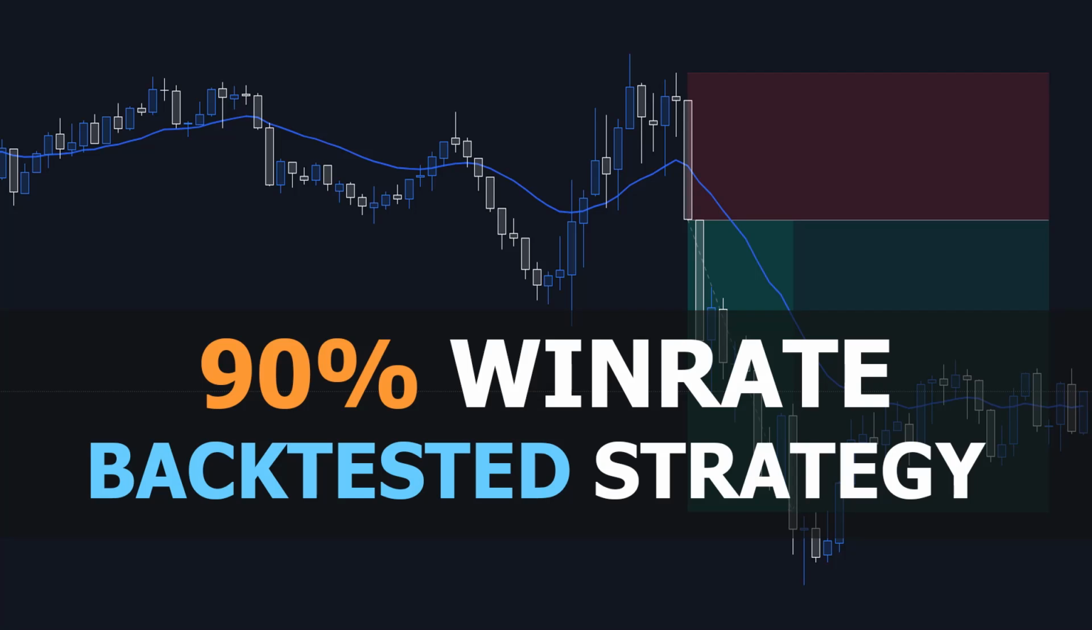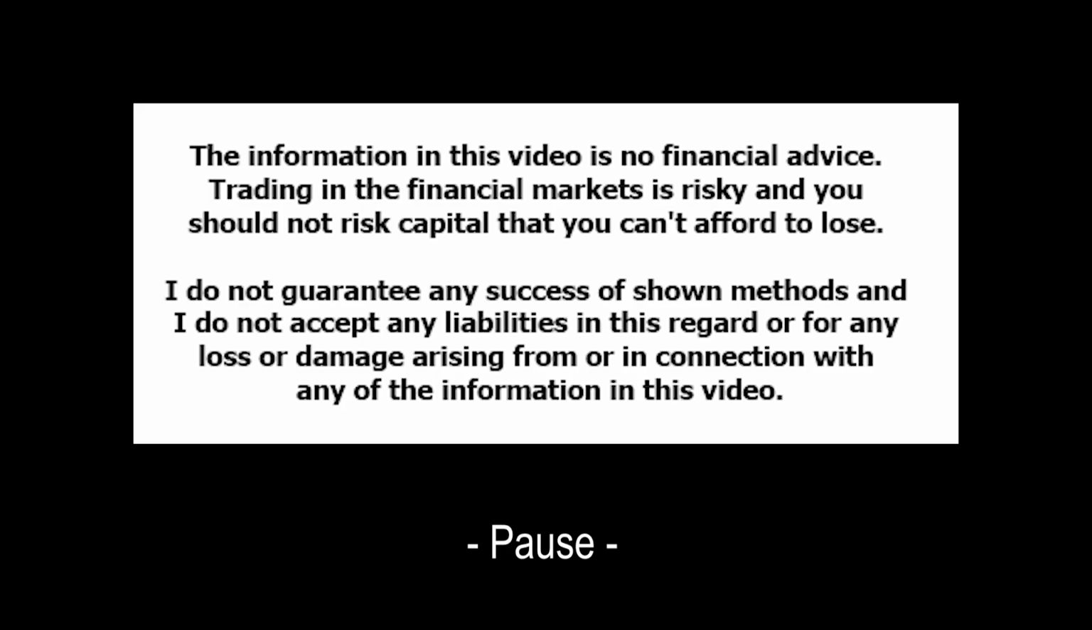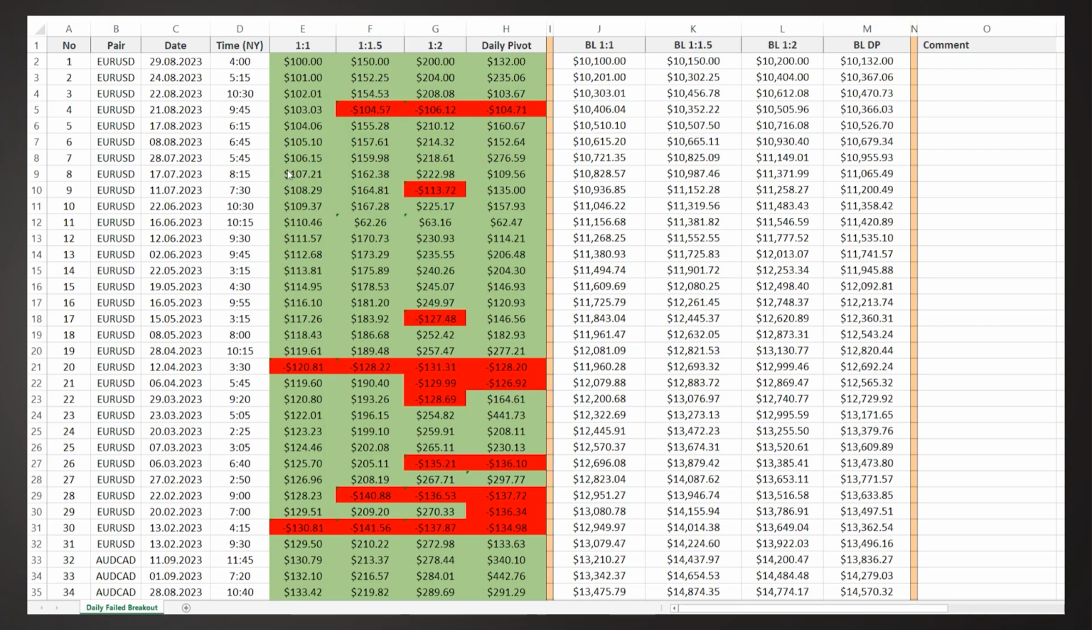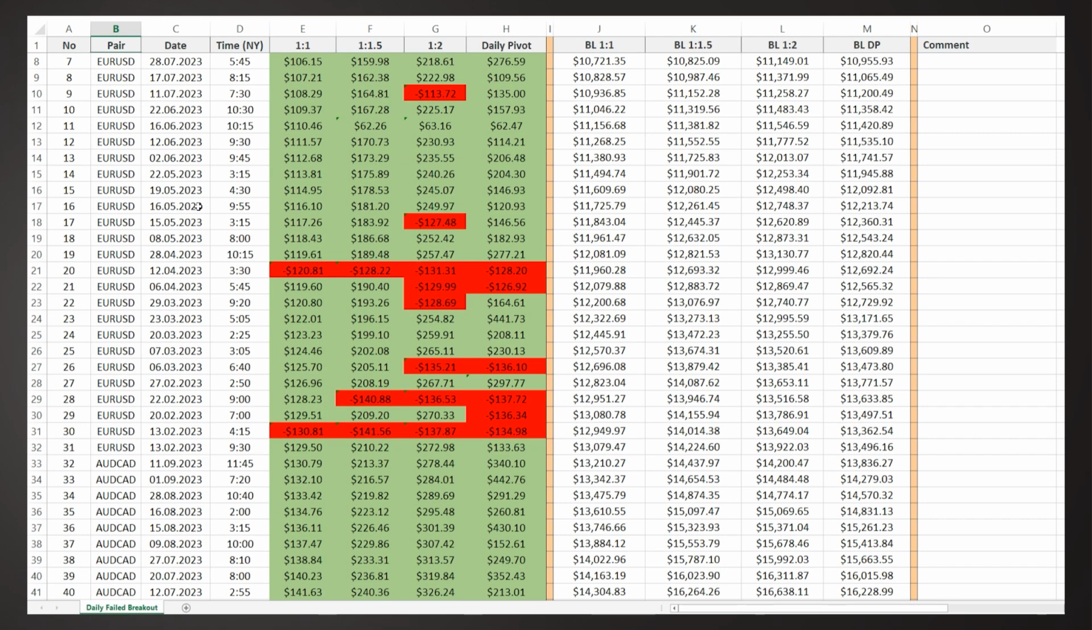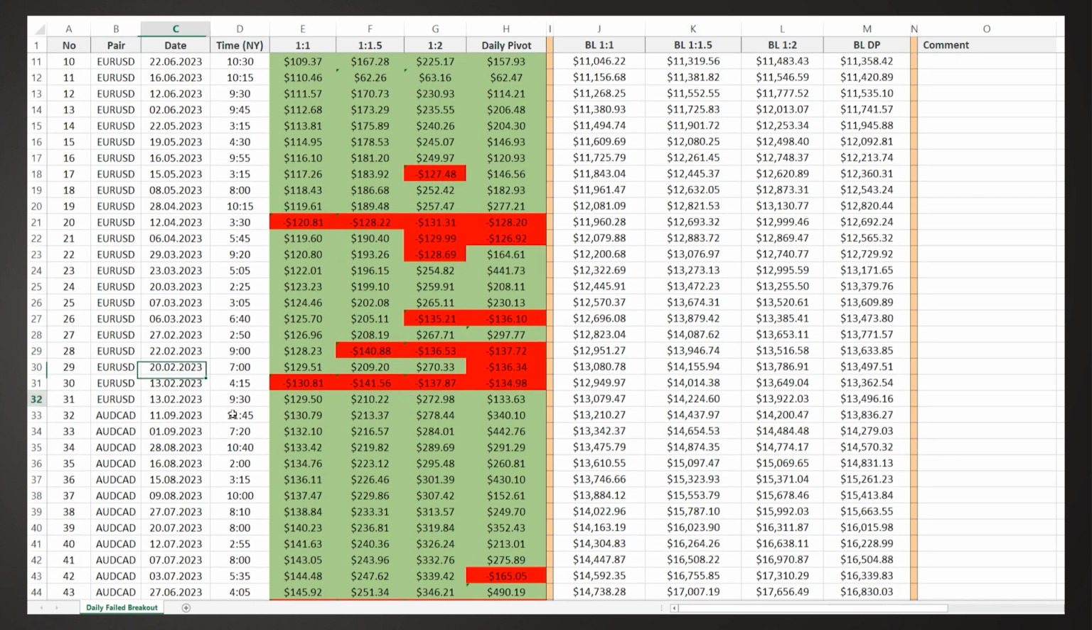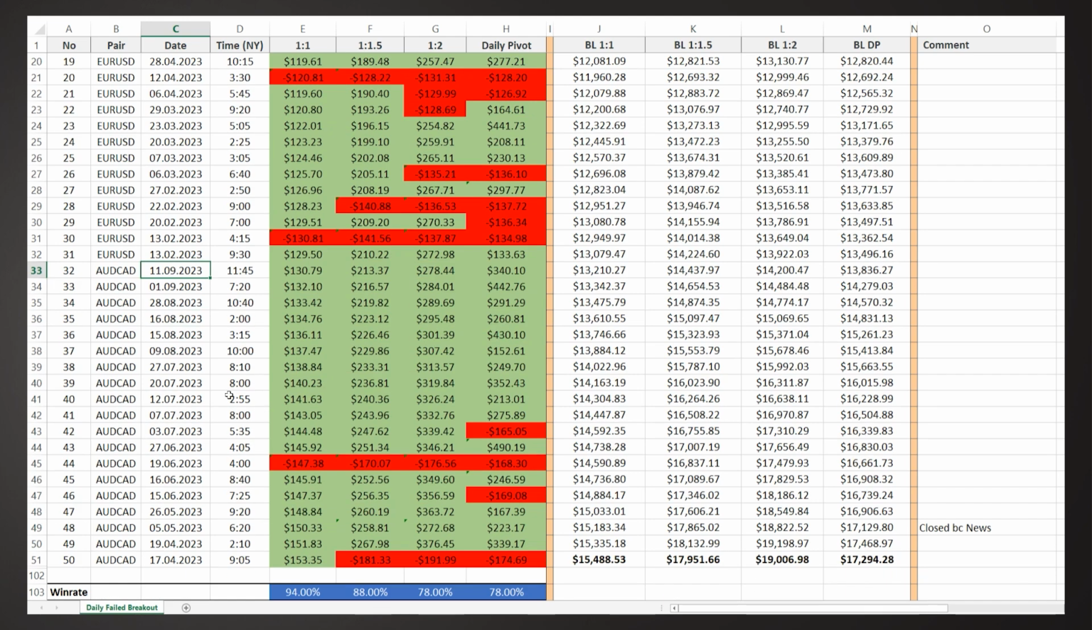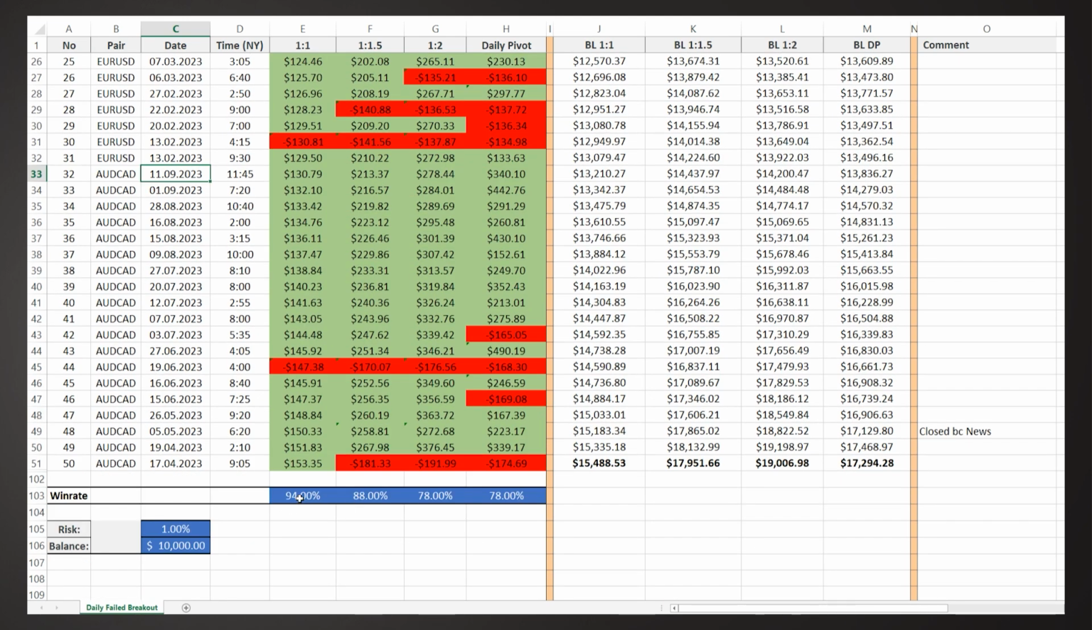Hello traders, today I want to show you a day trading strategy with a very high win rate. It was over 90% with a risk to reward of 1-to-1 after 50 trades on 2 forex pairs. You see the Excel sheet of my backtest. I traded Euro USD and AUD CAD. And the win rates for the different risk to reward ratios are 94, 88 and 78%.